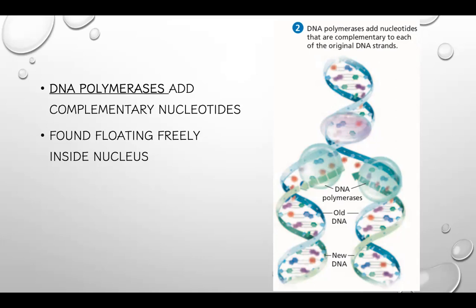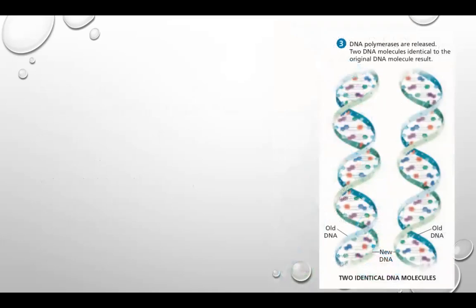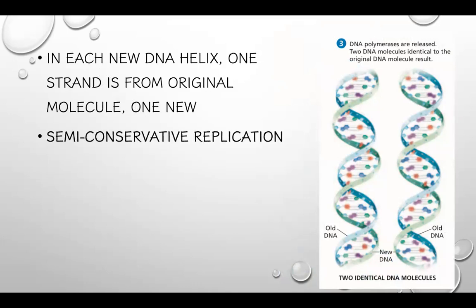So there's a bunch of nucleotides that are floating around inside the nucleus, and DNA polymerase is going to add complementary nucleotides to both strands from those free floating nucleotides and then form covalent bonds in the new strands here. For each new DNA helix, one strand is from the original molecule and one of them is new, and that is semi-conservative replication.